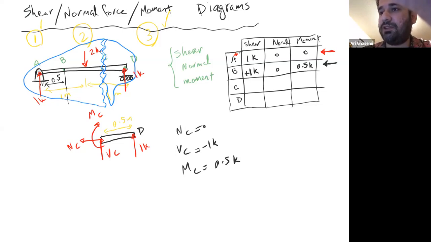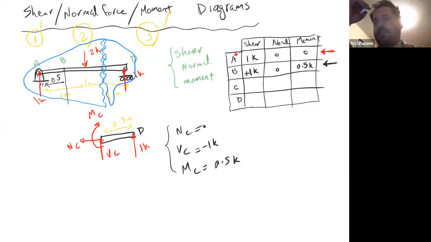I just simply made a shortcut. So if you expand it, the summation of force in X is 0, you get NC equals 0, then summation of force in Y, VC plus 1K equals 0, then you solve for VC, you get VC is negative 1K. Summation of moment about C is 0, then you get negative MC plus 1K times 0.5 equals 0, so MC is equal to plus 1K times 0.5. So let's put it back in the system. So at point C, I do get shear force negative 1K, normal force 0, and moment 0.5K.